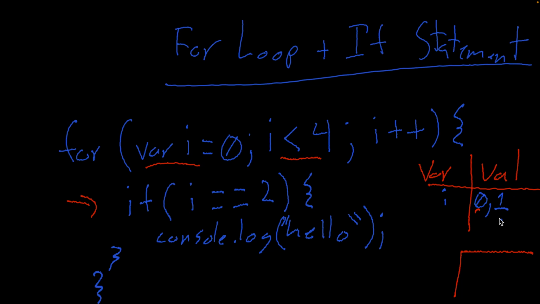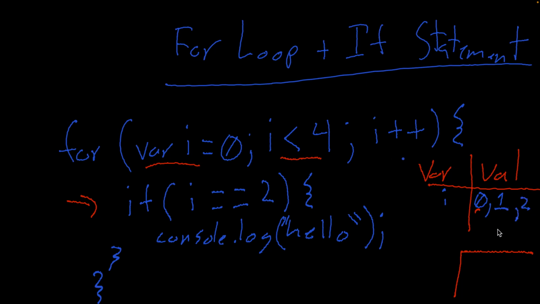Once we've increased, then we check again. Is i less than 4? Is 1 less than 4? Yes. So then we enter. If i is equal to 2, console log hello. i is not equal to 2. It's still less than 2. It's 1. So we increase i again.